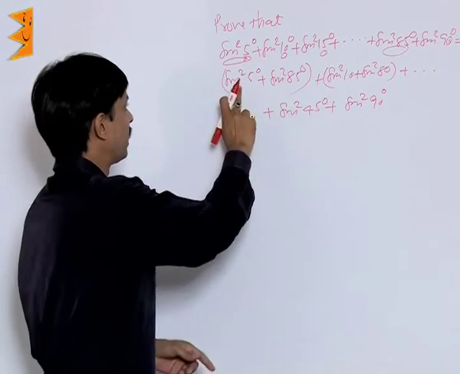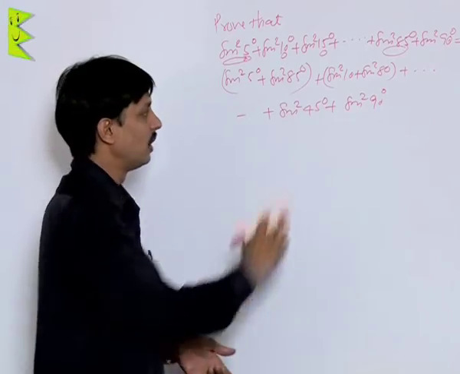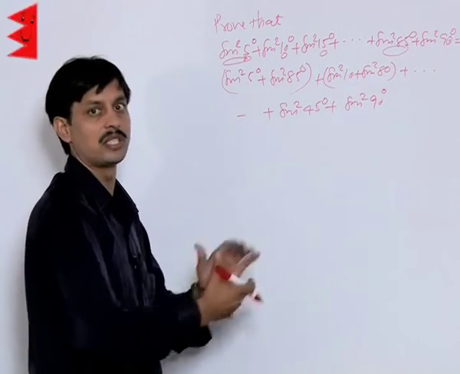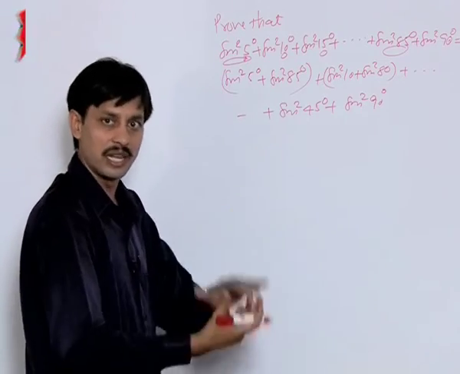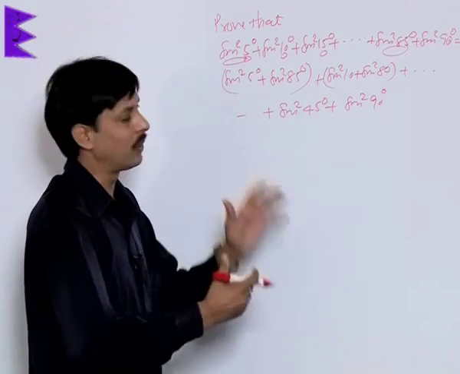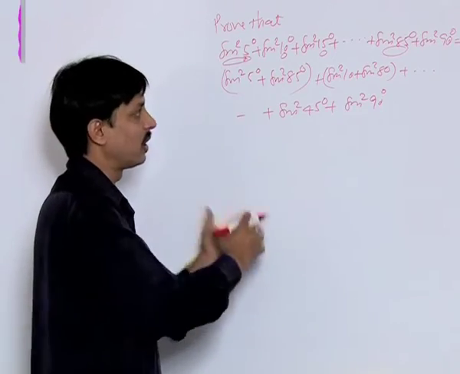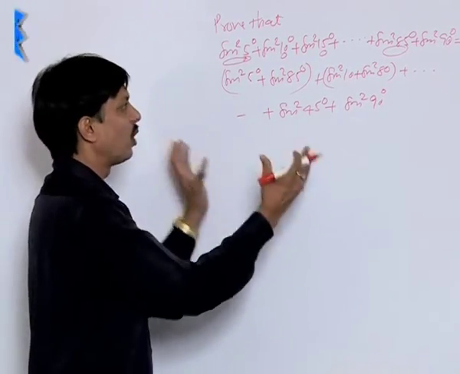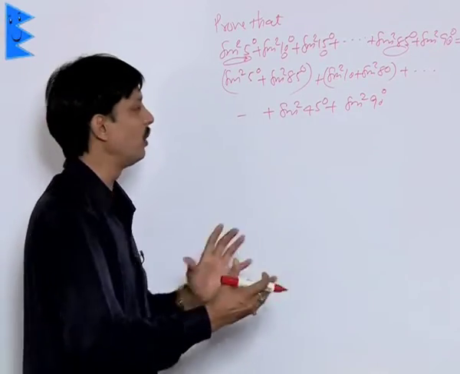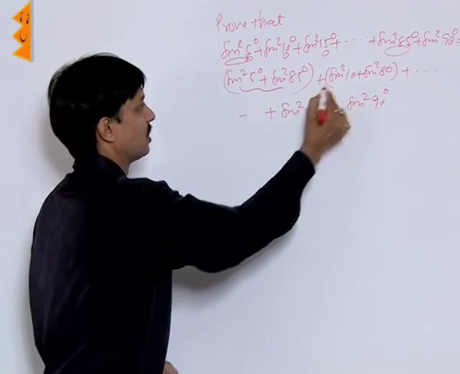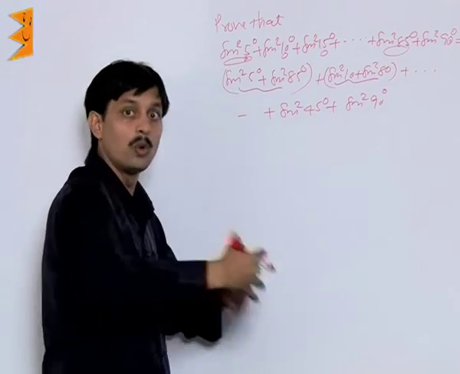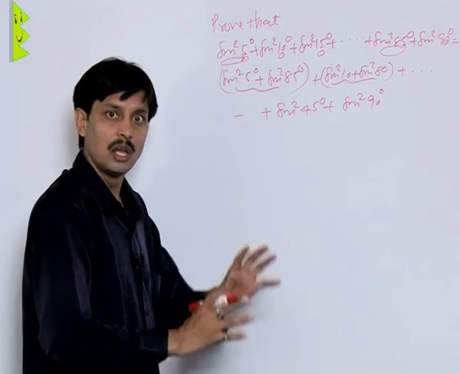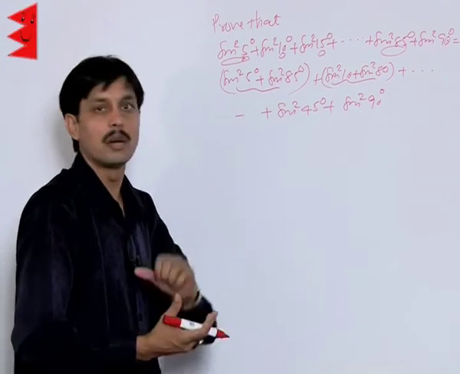Now we will see sine square 5 plus sine square 85, sine square 10 plus sine square 80, sine square 15 plus sine square 75, sine square 20 plus sine square 70, sine square 25 plus sine square 65, sine square 30 plus sine square 60, and all combinations. Similarly, a few more combinations which we are not showing here are possible. Which are the combinations whose sum is 90?